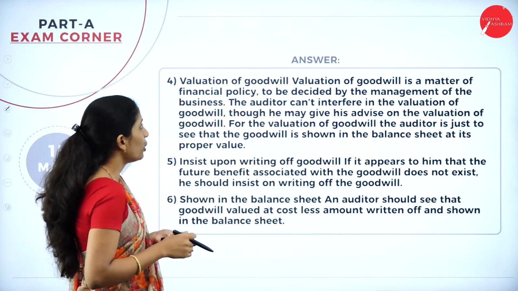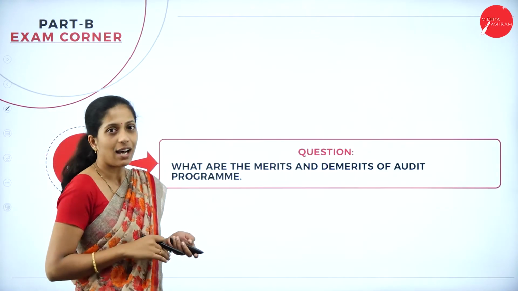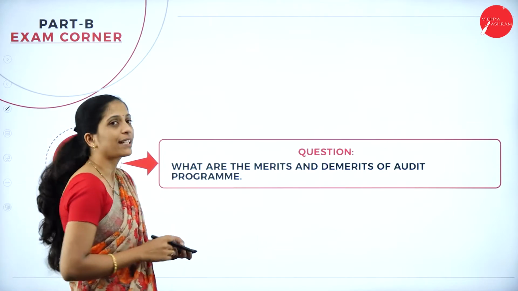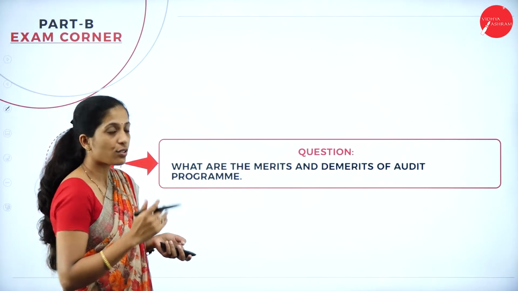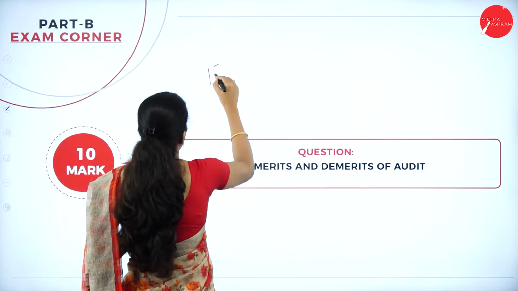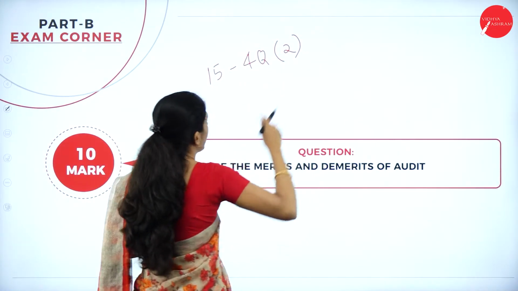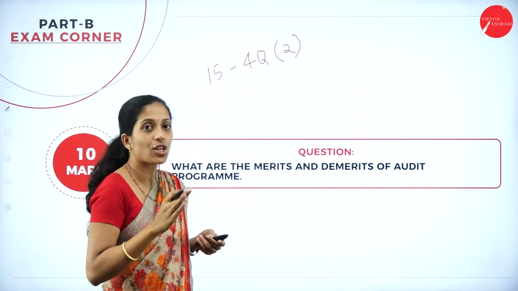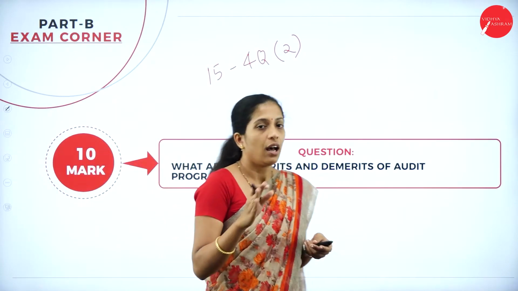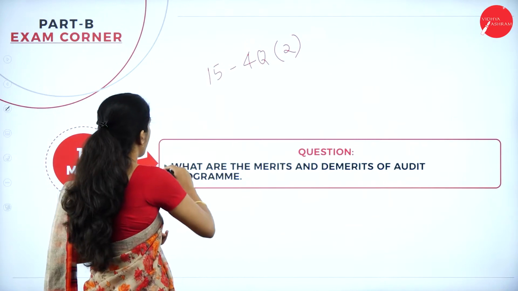So you can go through all these points and write the answer. Next, coming to the 10 marks question. Here we have discussed 15 marks, 4 questions, out of which you have to write any 2 questions, and this is just a model question paper. Now coming to the 10 marks.